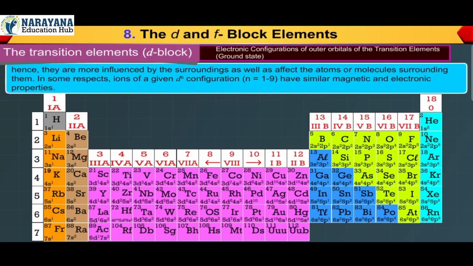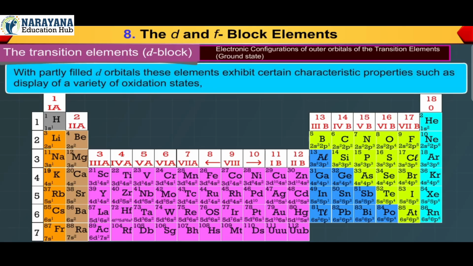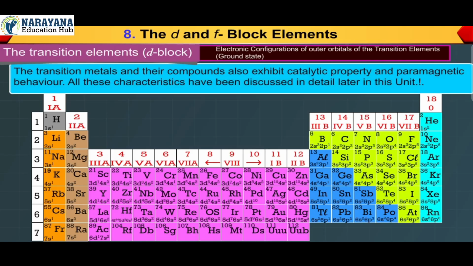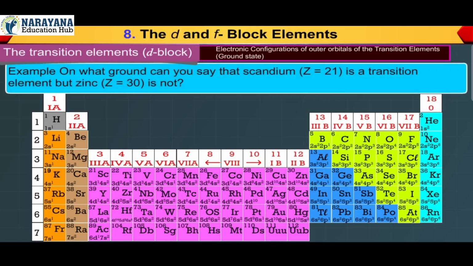magnetic and electronic properties. With partly filled d orbitals, these elements exhibit certain characteristic properties such as display of a variety of oxidation states, formation of colored ions, and entering into complex formation with a variety of ligands. The transition metals and their compounds also exhibit catalytic property and paramagnetic behavior. All these characteristics have been discussed in detail later in this unit.